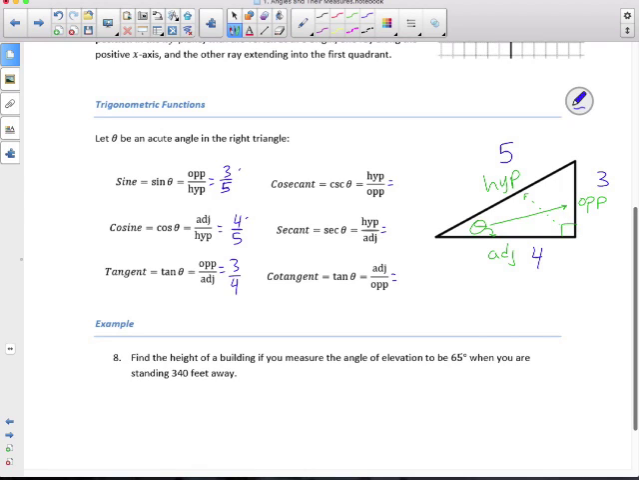For cosecant, secant, and cotangent, they're really just the reciprocals of sine, cosine, and tangent. So I can take the answers I just found and flip them upside down. And there you have it.